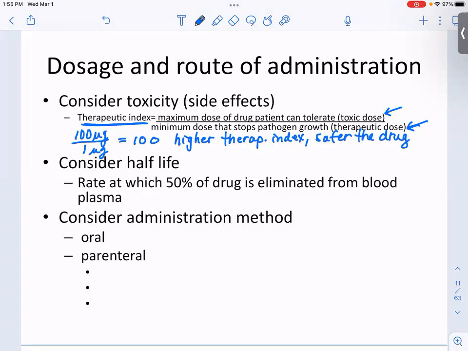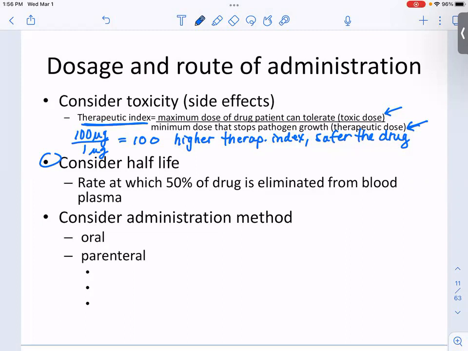All right, so again, the tricky thing is that those doses are going to be kind of different in different people. Some drugs will kind of stay at concentration in your tissues for longer. So consider the half-life of the drug, the rate at which half of the drug is eliminated from the blood plasma. So if drugs have a longer half-life, then we don't have to administer them as often. So that's kind of nice. But again, you have to consider the toxic dose, so you don't want to give a whole bunch at once, oftentimes. And there are different administration methods depending on the qualities of the drug, as well as considering how safe it is.